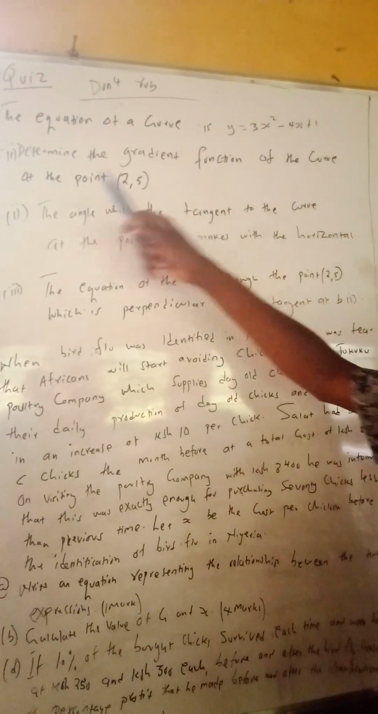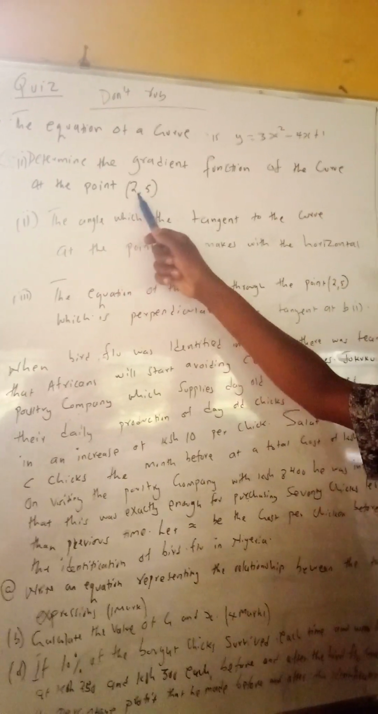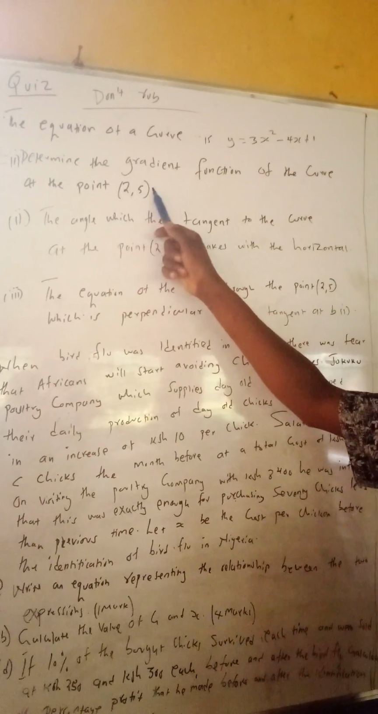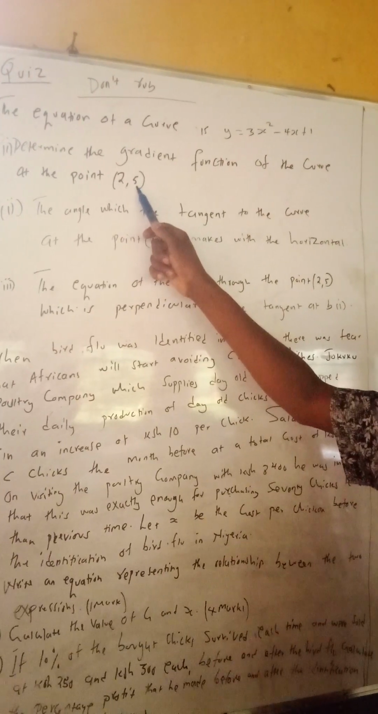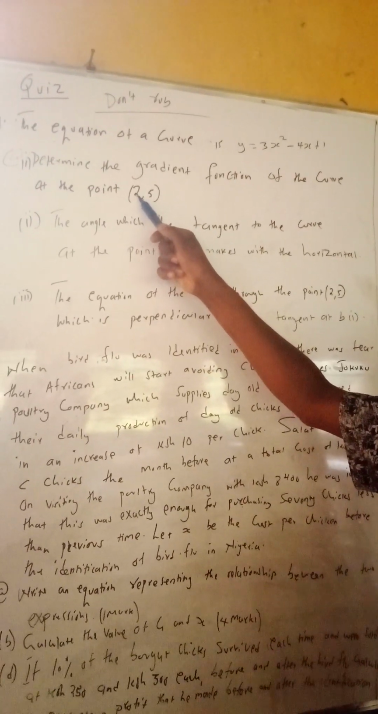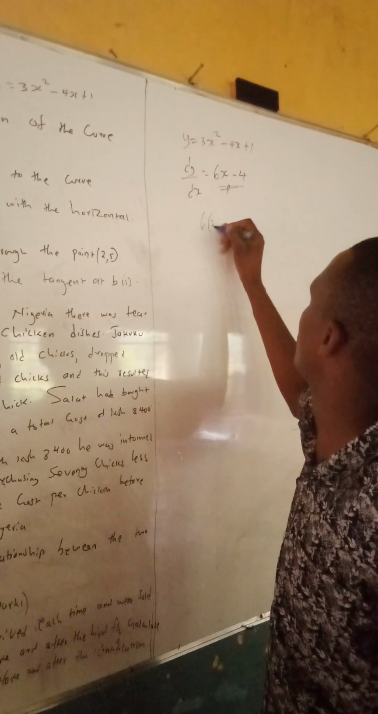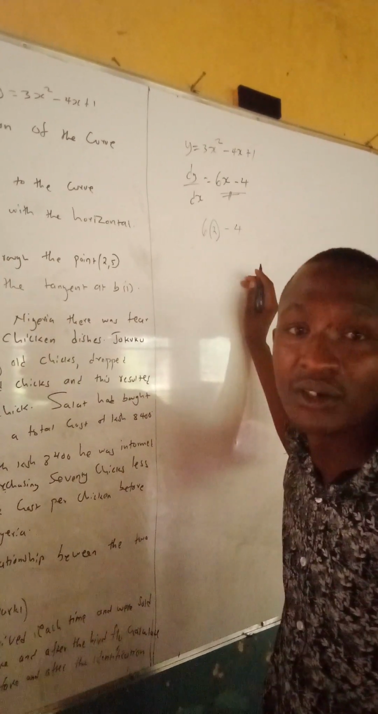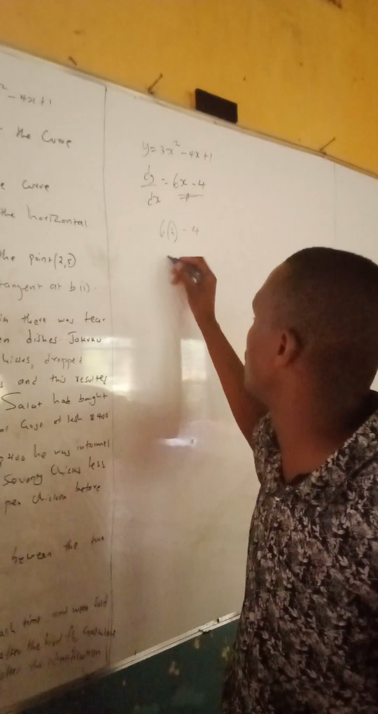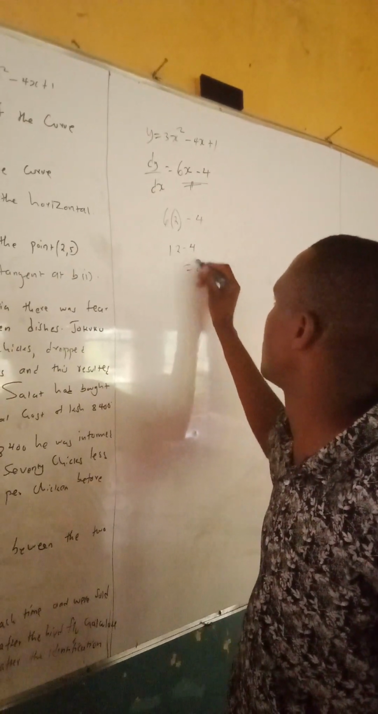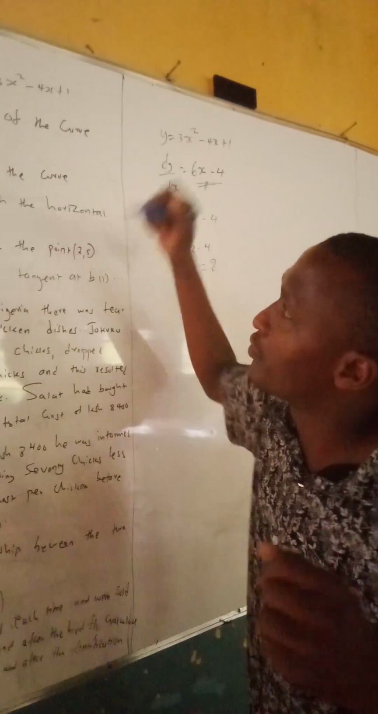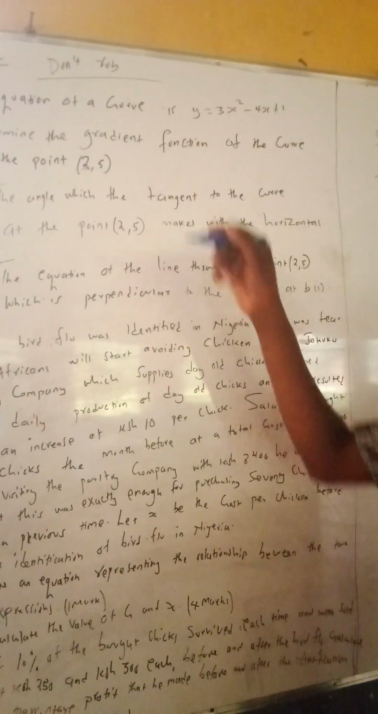The question is, determine the gradient function of a curve at point (2, 5). Our x coordinate is 2, our y coordinate is 5. So since we are interested in x equals 2, the gradient function there will be 6 into 2 minus 4, so it will be 12 minus 4, which is 8. So the gradient of the curve at point (2, 5) is actually 8.